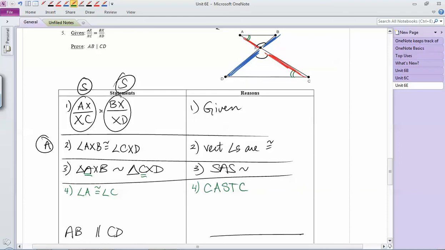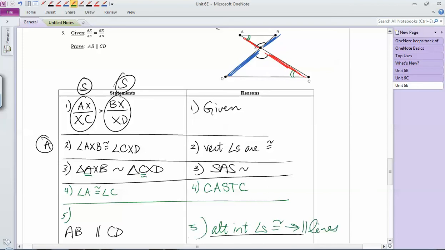And if you notice, A and C are alternate interior angles. So step 5 here could be, well then AB is parallel to CD because alternate interior angles that are congruent give me parallel lines. You also could have done it with B and D instead of A and C. Doesn't really matter either way. Okay, I hope that helps a little bit.